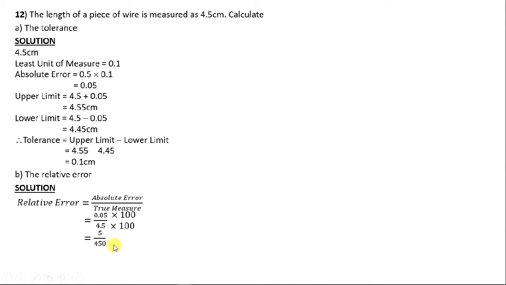5 into 5 gives us 1. 5 into 45 gives us 9. Therefore, our relative error is 1 over 90. We continue.